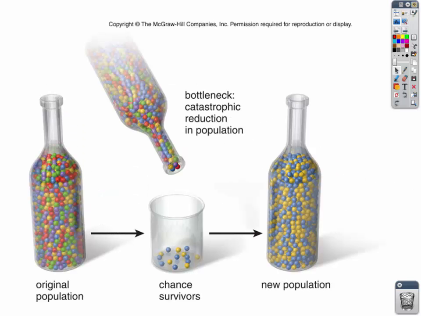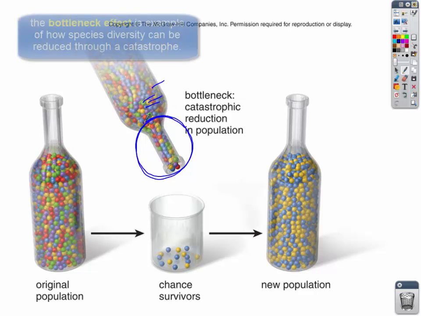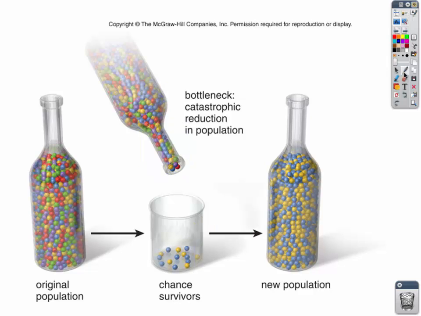Here's a bottleneck situation where you have a large population in the bottle. You have blues and yellows and greens and reds in the bottle. There's some type of catastrophe, a hurricane or a huge storm or a flood, and the only ones that made it through are the blue and the yellow by chance. So when there's a catastrophe and only certain species survive, you can lead to less diversity.